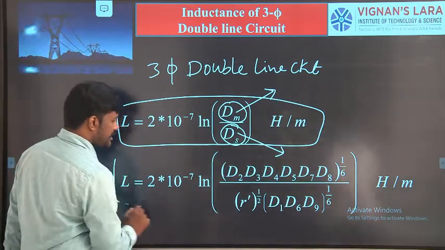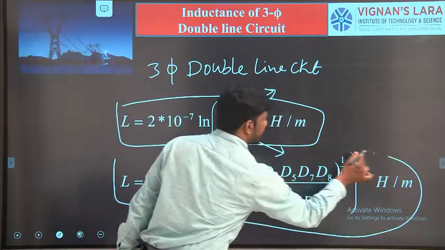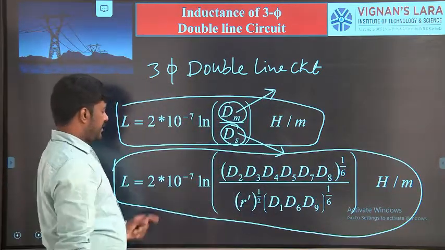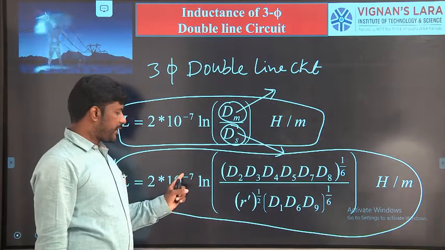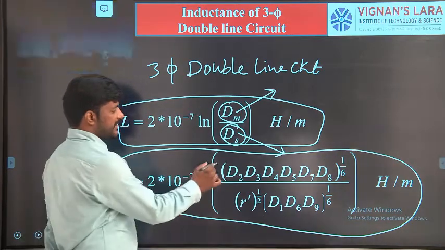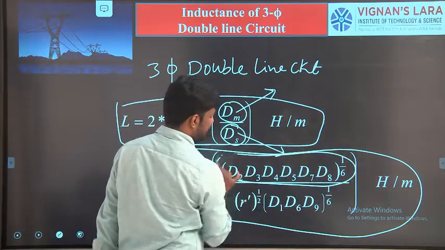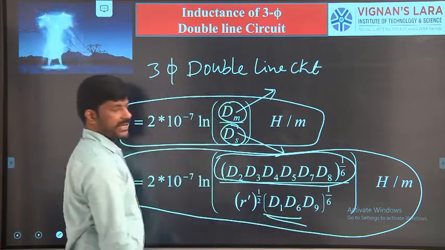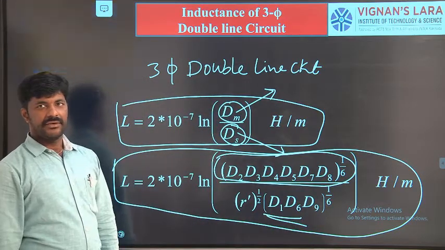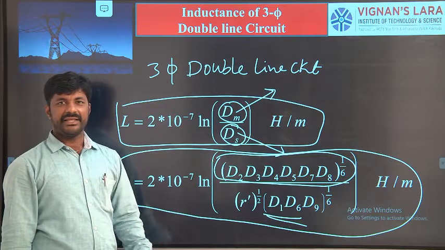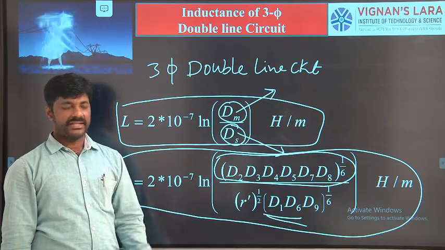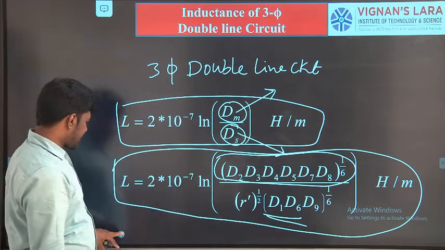So altogether, on simplifying, we will get the inductance value of the phase in transposition as 2 into 10 power minus 7 ln of Dm by Ds, separately. Right? With this we completed the calculation of the inductances. Let me have a summary.